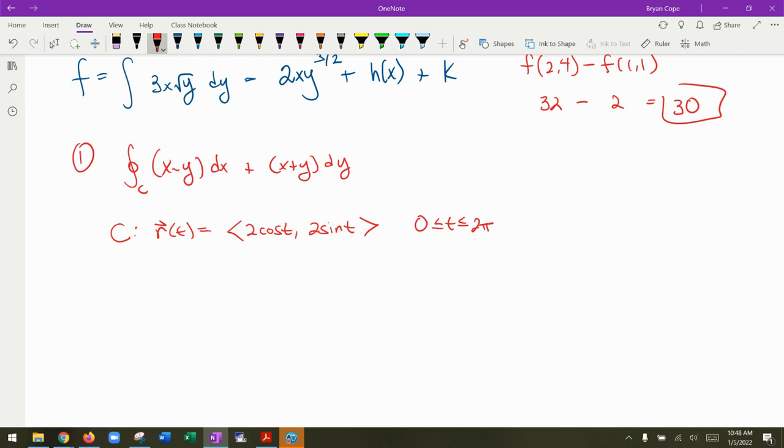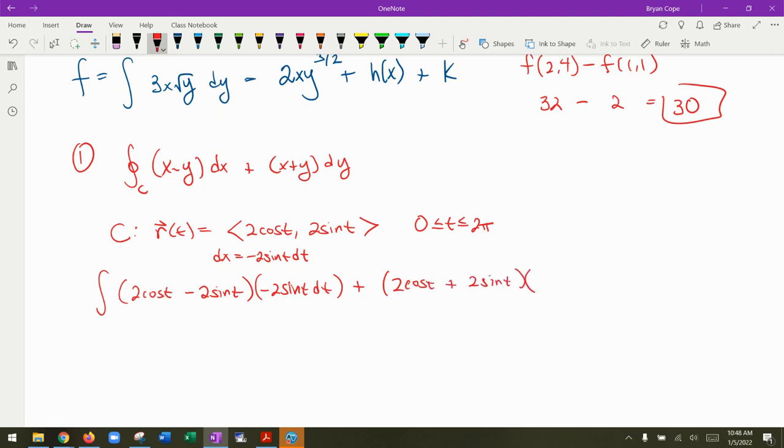So we can just set this up as x minus y. So 2 cosine t minus 2 sine t times dx. Dx is negative 2 sine t dt. And then plus x plus y times dy. dy is 2 cosine t dt. And that would be from 0 to 2 pi.